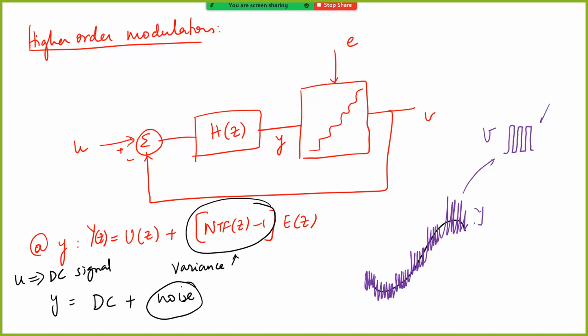All right. So you can decompose the signal and say, okay, there is a DC part. Here I drew a sinusoidal signal to see how things are. But if you give a DC signal, you're basically going to have a lot of noise around it. So this is how Y will look, and V will basically look like the quantized version of this noise. Okay.